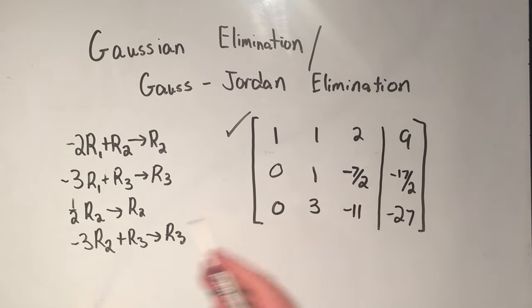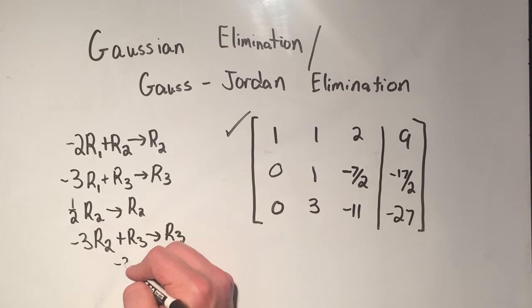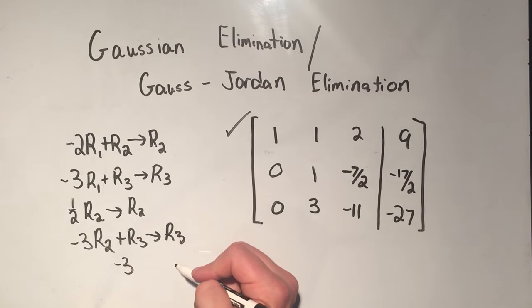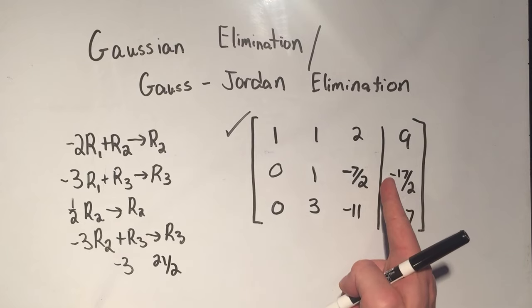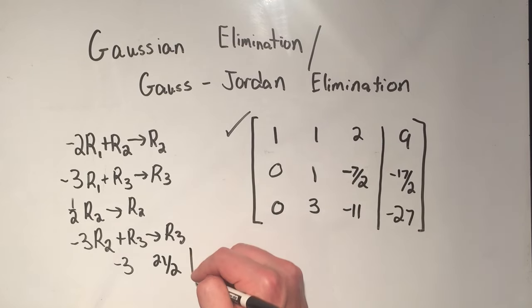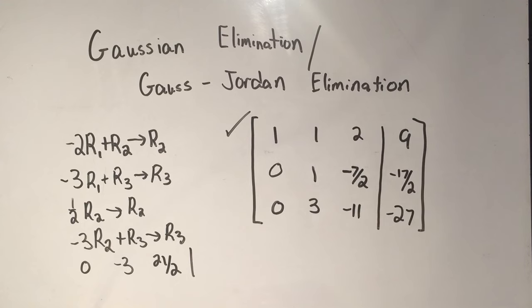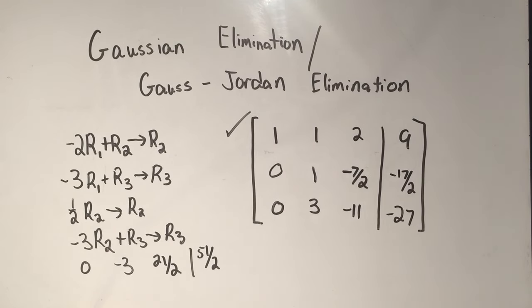So minus three times zero is zero. I'm not even gonna bother writing it. Minus three times one is minus three. Minus three times minus 7/2. Well, minus and minus is a plus. Three times seven is 21/2. Over here, minus and minus is a plus. Three times 17, let's see, three times 10 is 30. Three times seven is 21. I think that's gonna be 51/2. Ugly number, sorry.